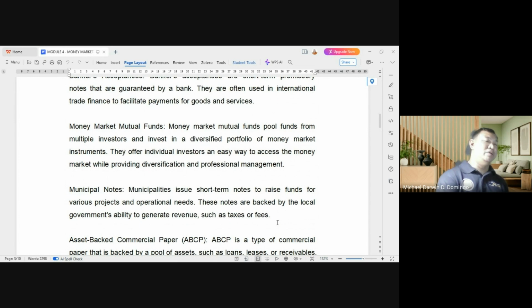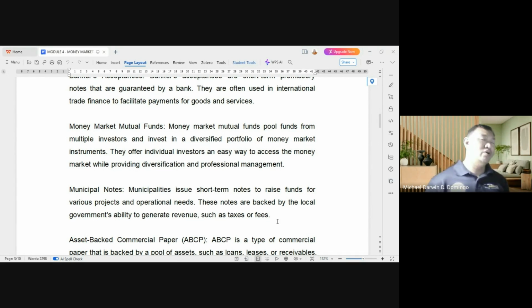Next is the municipal notes. Municipalities issue short-term notes to raise funds. So kumbaga, pareho din sana to nung treasury bill. Kaya lang pagkakaiba lang guys is that it is being provided by a local government. Okay, so pwedeng city, pwedeng municipalities.